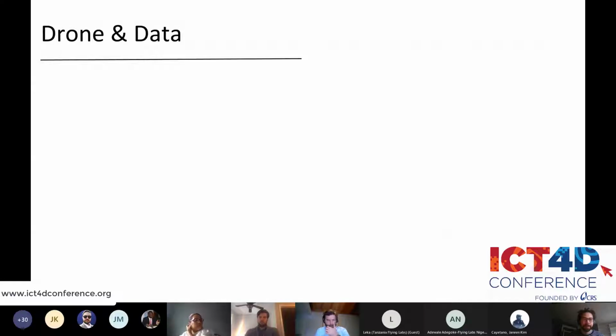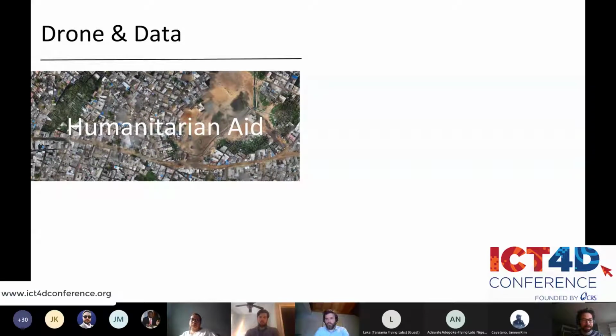Now, the tools and the analytics are used in 4 programmatic areas within the Flying Labs network. The first one is humanitarian aid. You may be aware of how drones are used in humanitarian aid. It can be mapping, it can be cargo delivery. Usually it's a quick turnaround. Drones are very effective at this.